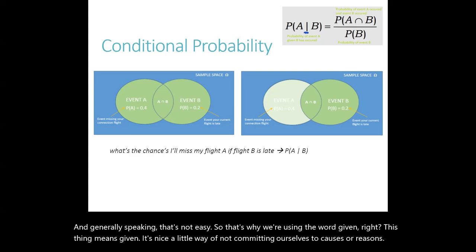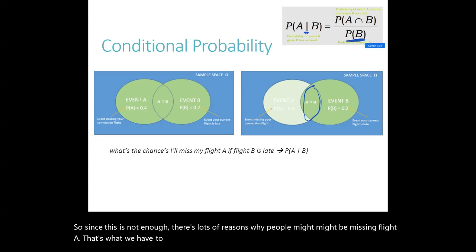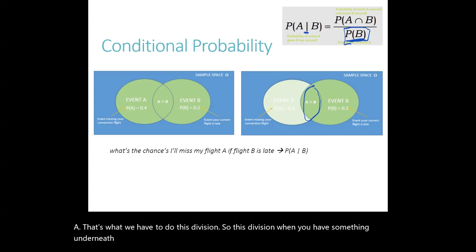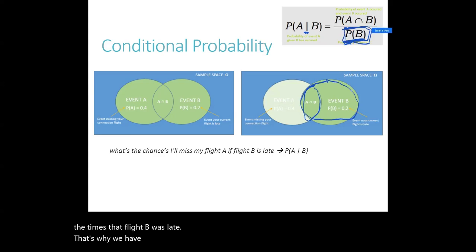So since this is not enough, there's lots of reasons why people might be missing flight A. That's why we have to do this division. So when you have something underneath this division formula, you could think of it as saying "out of." So out of all the times that flight B was late, that's why we have the division. That's what we're interested in. Great.